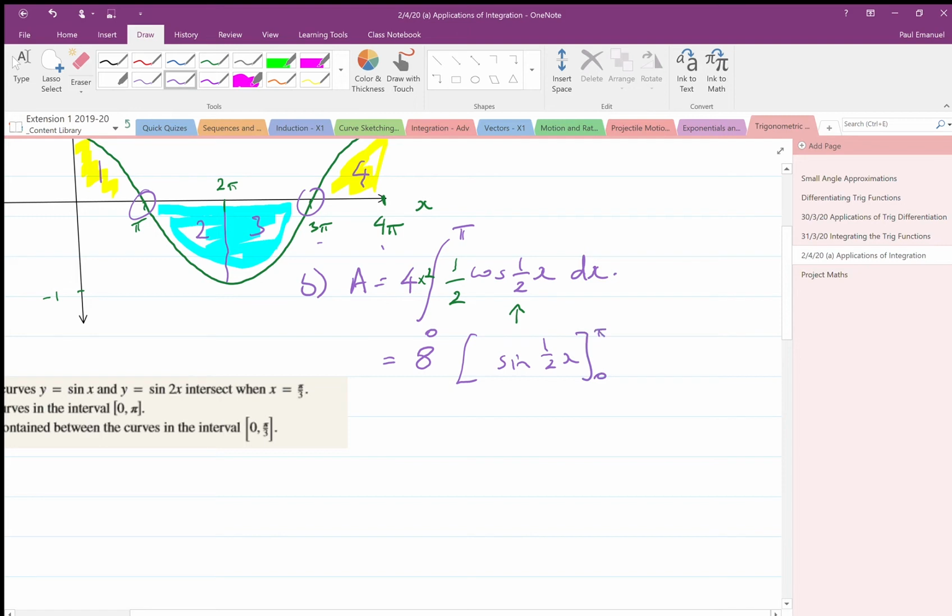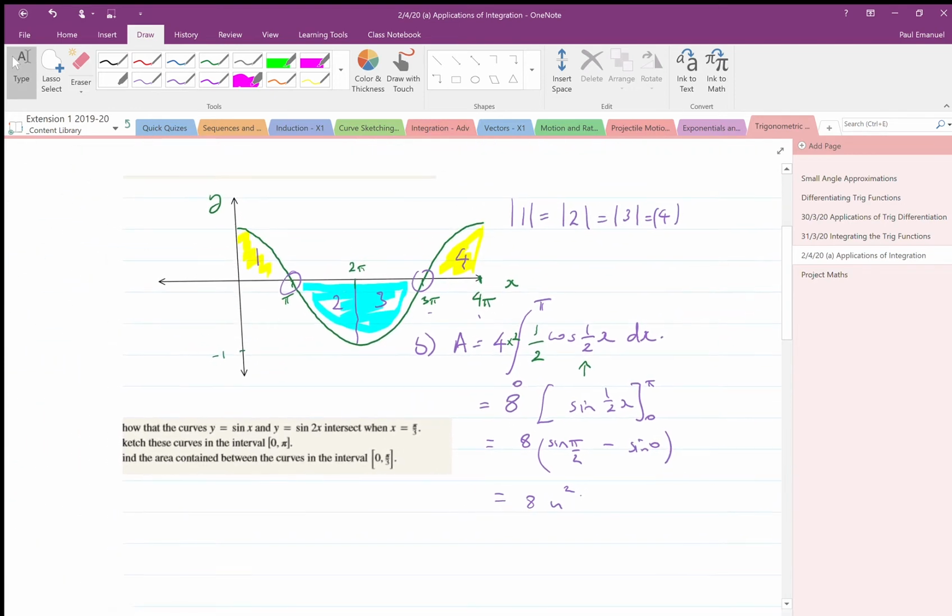And the derivative of sine is positive cos because it starts at 0 and goes up. And then that's 8 sine pi over 2, which is 1, minus sine 0, which is 0, so it's 8 units squared. Done and done.